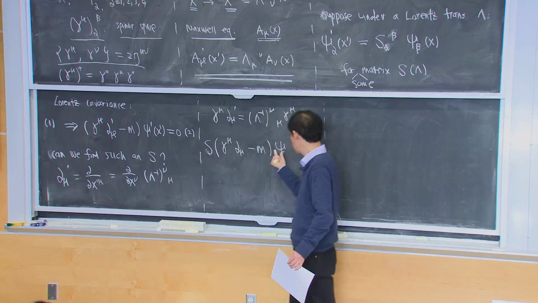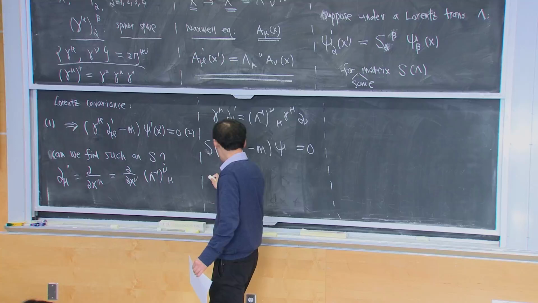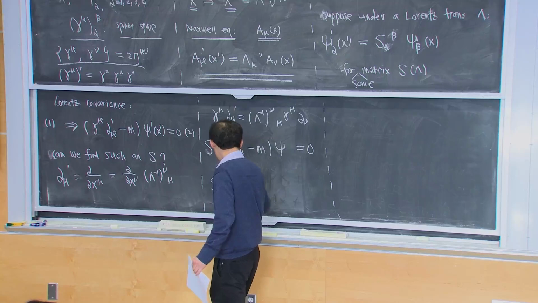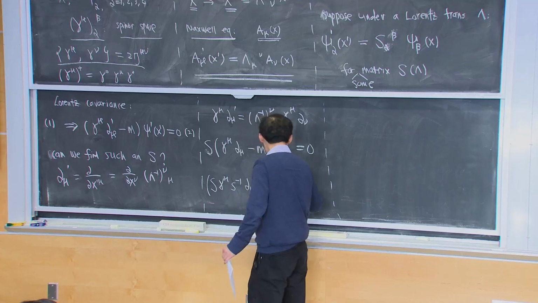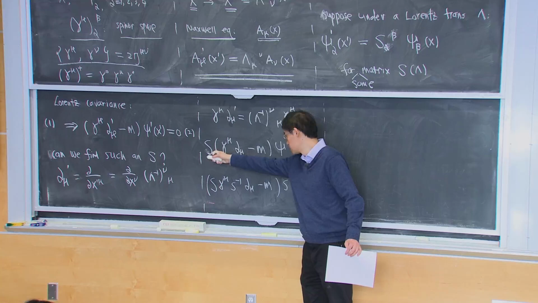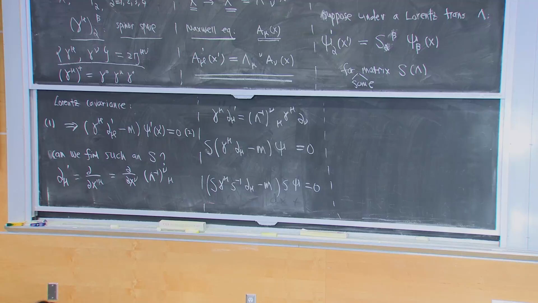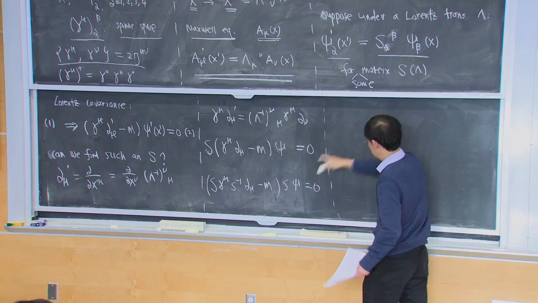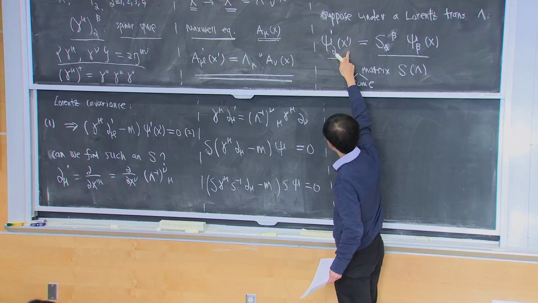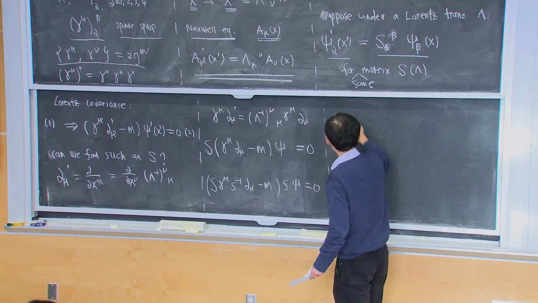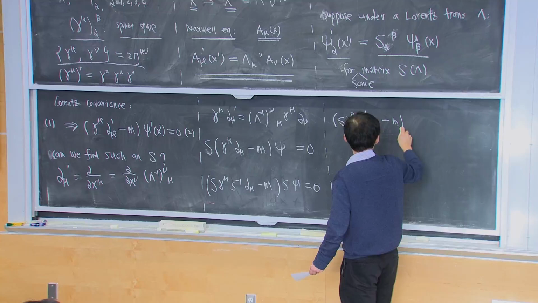So we can rewrite this equation as follows. We can write it as S gamma mu S minus 1 partial mu minus m, times S psi, equal to 0. For m, I just passed S through. But for this term, I just inserted S minus 1 and S, so it's the same. Now we can use the transformation equation here, because S times psi is just equal to psi prime of x prime. So now we get S gamma mu S minus 1 partial mu minus m, acting on psi prime of x prime, equal to 0. We just use that equation.